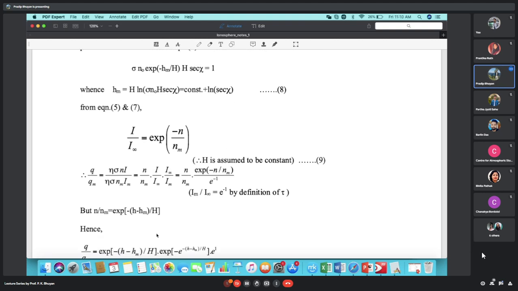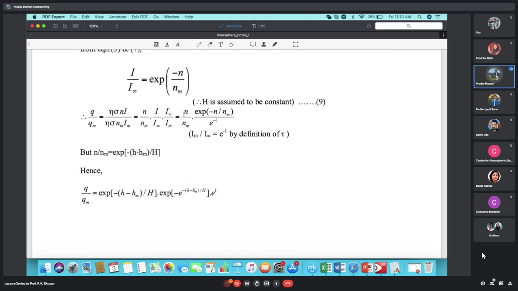N by Nm is exponential minus h minus hm by H. If you go back and see what is N and what is Nm, then the ratio N by Nm becomes equal to exponential minus h minus hm by H, where hm is the height of maximum production. So h minus hm, therefore Q by Qm is equal to exponential this term, then e to the power minus N by Nm, and exponential minus 1.